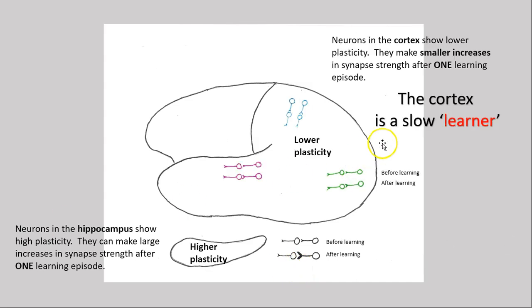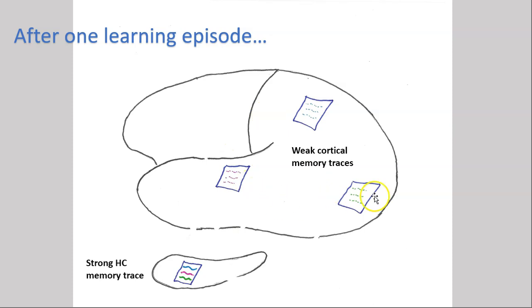By contrast, in the cortex, those neurons show lower plasticity, so they make smaller increases in synapse strength after one learning episode. So notice we go from a weak synapse to a slightly stronger synapse after learning. We would say the cortex is a slow learner. So this is what would explain why we have different strengths of memory traces in the cortex and in the hippocampus. But while it's reasonable to explain the weakness of the cortical memory traces and the strength of the hippocampal memory trace by referring to differences in plasticity, what really is the evidence that the cortex is only making weak memory traces to begin with?